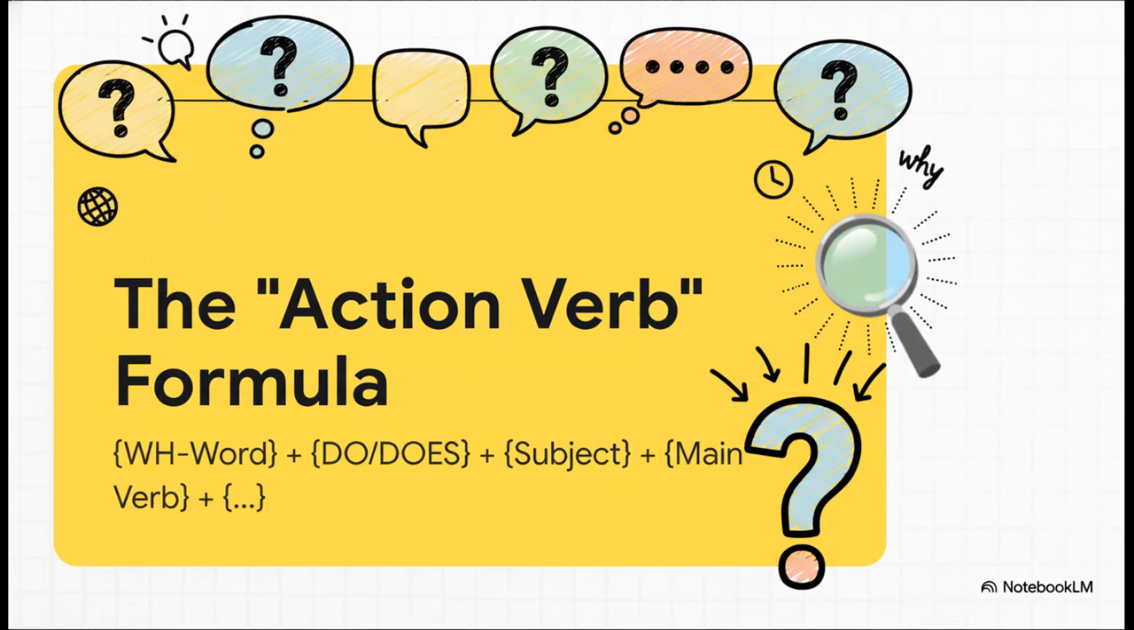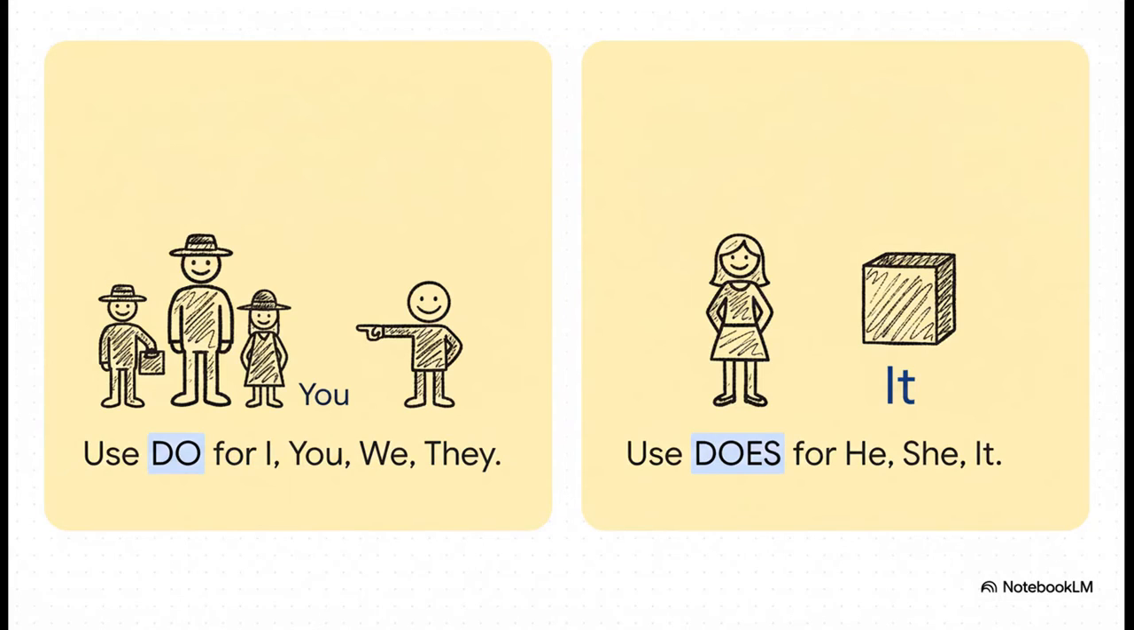We call them helper verbs. So the new formula just adds them in. You start with your WH word, then pop in the helper do or does, then your subject, and finally the main action verb. So how do you know which one to use, do or does? It's actually really simple. Just remember this. You use do for I, you, we, and they, and you use does for he, she, and it. That's it. That's the whole rule.